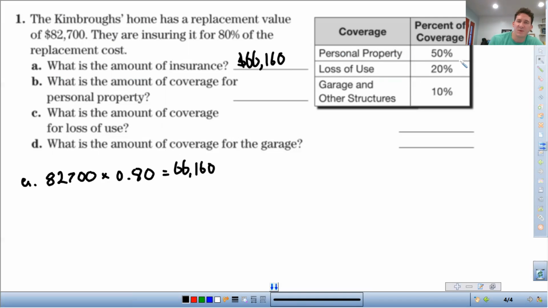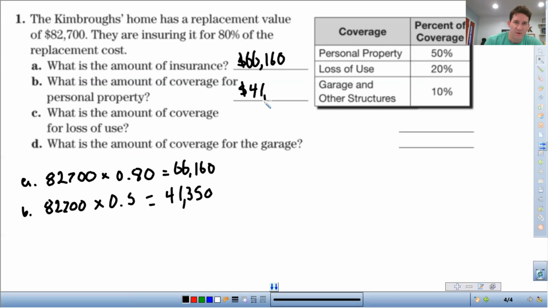So what you're going to do, the personal property, it's 50%. So if you notice these numbers, 50, 20, 10, they add up to that 80%. So you're going to do the 50%. Part B is going to be the 82,700 times 0.5. 82,700 times 0.5 comes out to 41,350.